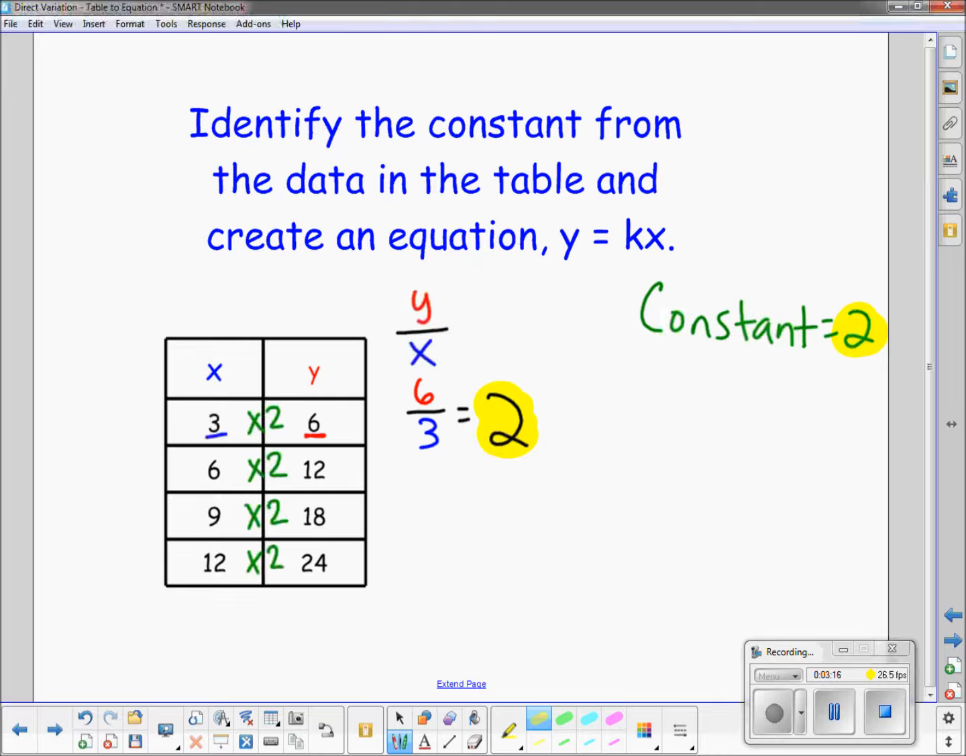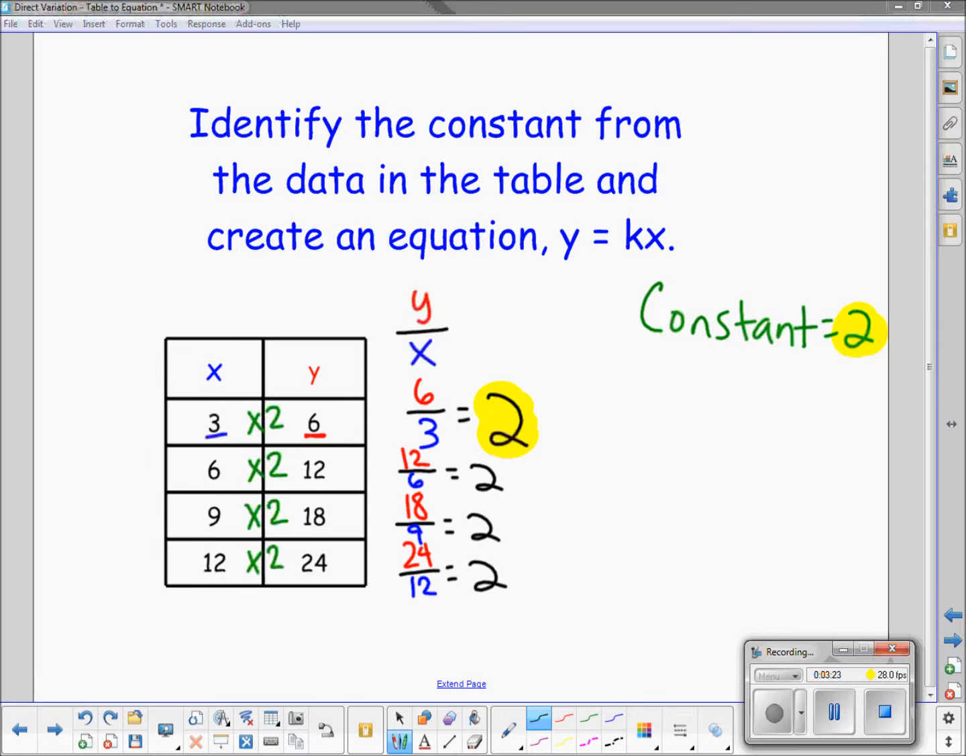Just to make sure you don't think that's just a coincidence, I'm going to work out all the rest of them. Notice that as I divided every y value by its x value, I ended up with the same constant, which was a 2. Now that I've figured out what the constant is, I'm going to write the direct variation equation with my constant of 2 in the place of k.